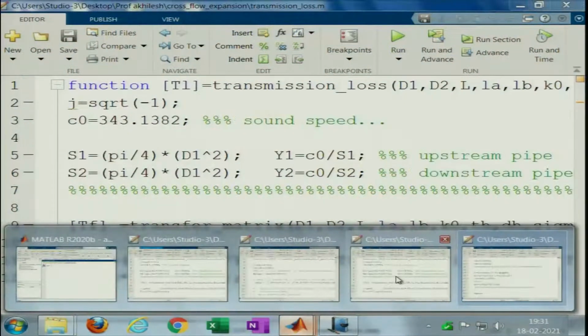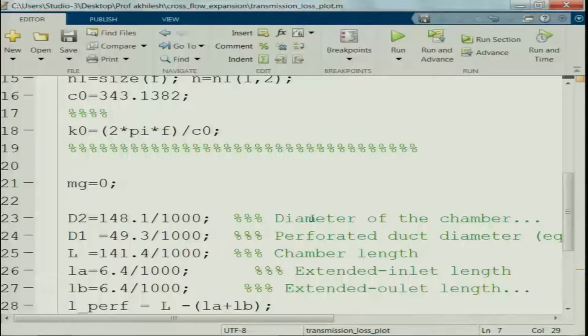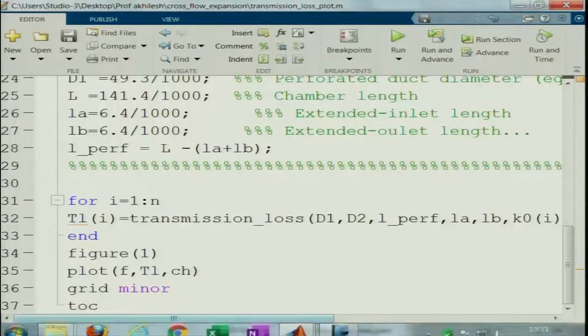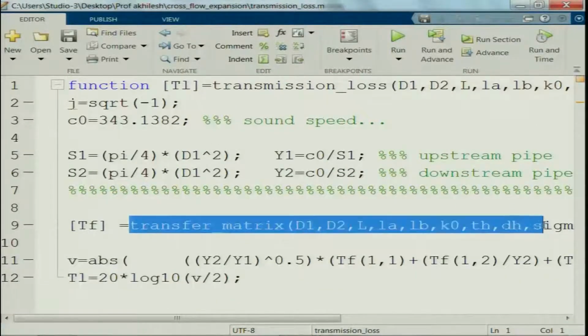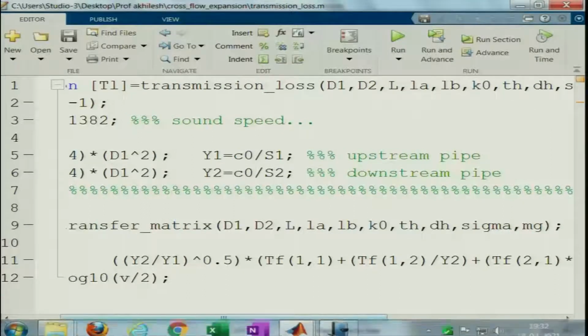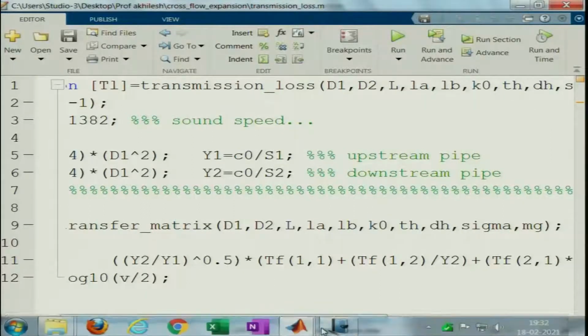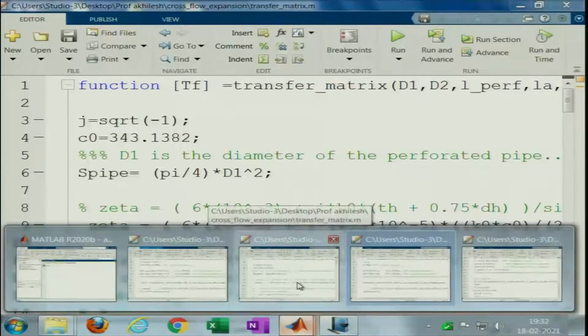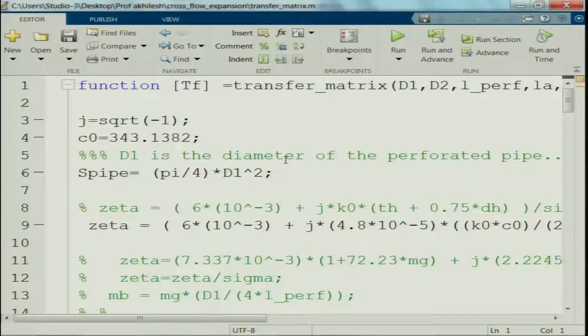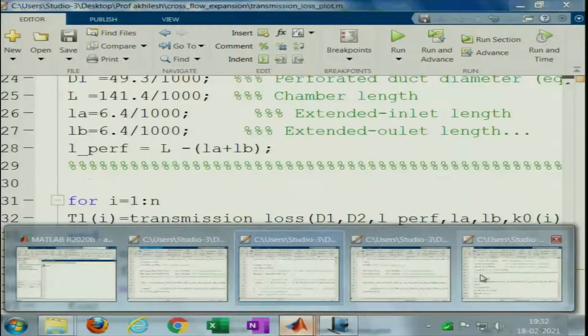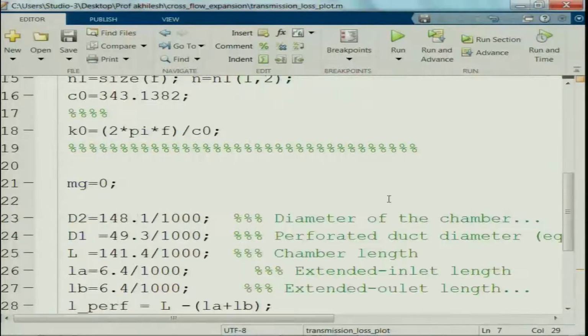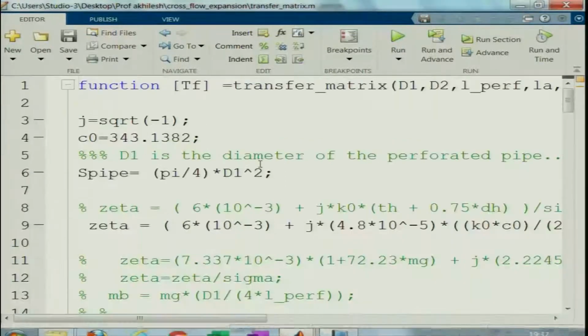Now, this function in turn invokes the function in which the transmission loss computation actually happens, which in turn invokes the heart of the system. It passes all the functional parameters and calls the main subroutine. Let us see what I have assumed for the mean flow. I have set grazing flow to 0. So we can continue, and let me show you how we go about it.